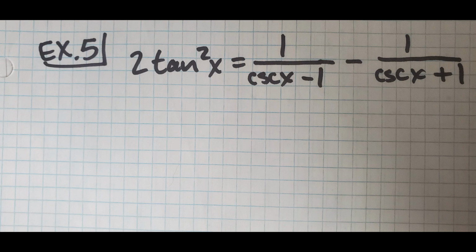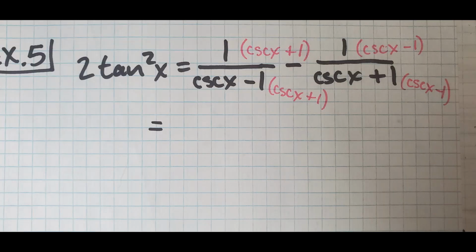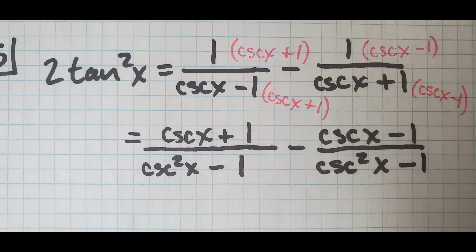Now, I have 2 fractions they're subtracting. I can't do anything until the bottoms match. Well, the bottoms, one of them's minus, the other one's plus, so we got to multiply both of them by the opposites of them. So this is going to be a bit of a mess, but it's going to end up looking like this when you multiply it all out. Now, the bottoms are conjugates, so that doesn't really get too messy. We have cosecant squared of x minus 1 on both of them.